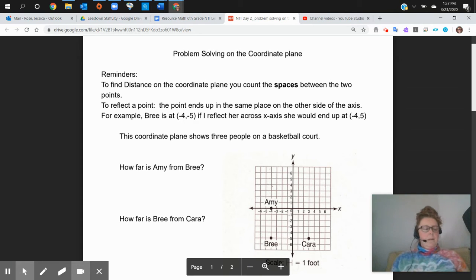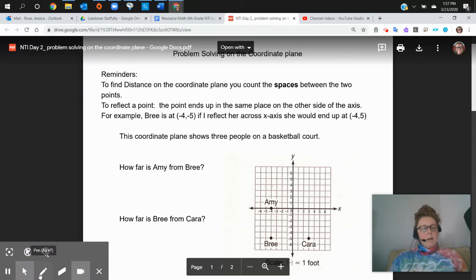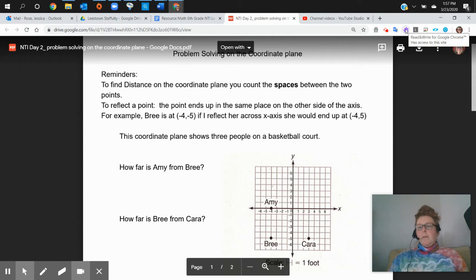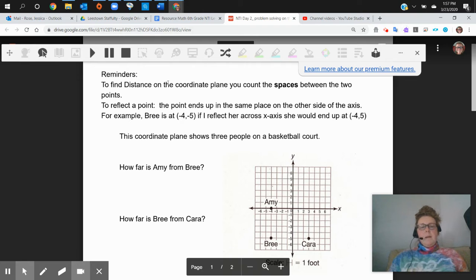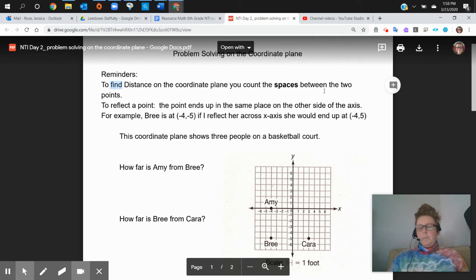This is the assignment for today for NTI Day 2. Okay, problem solving on the coordinate plane. You may be working from a computer that does not have the purple puzzle piece, but if you do have it, please remember that you can click this purple puzzle piece at any time, highlight, and read, and it should read for you. I don't think it's going to let me do that right now because I'm in screen recorder. But let's go ahead and look at these.